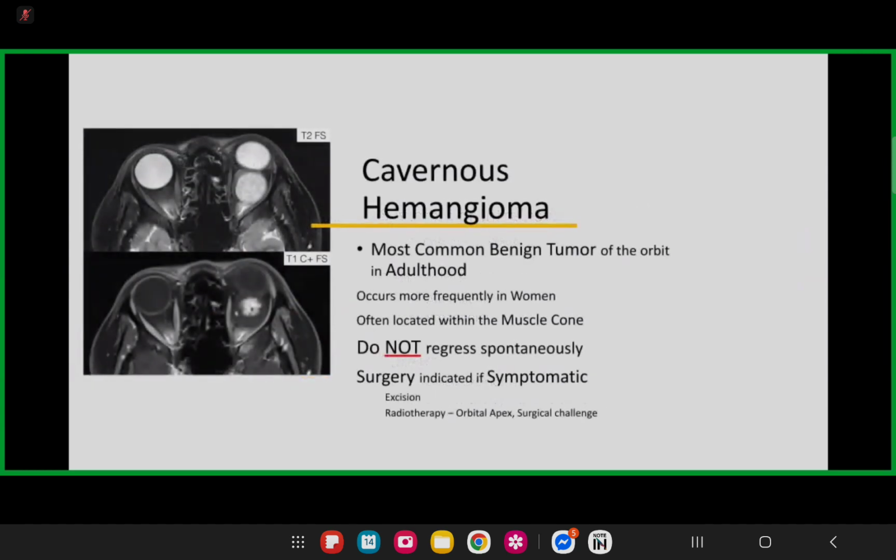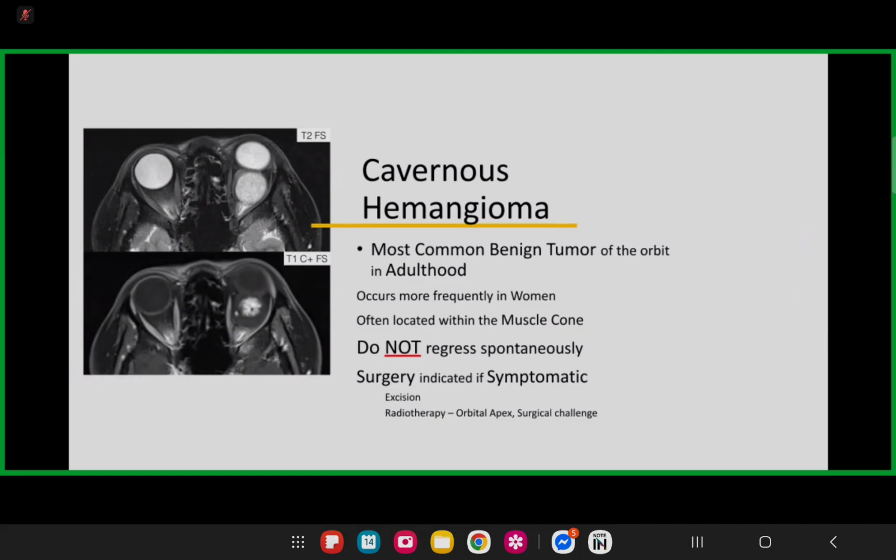Okay, some lesions are not seen with the naked eye, but there will be lesions inside the orbit, and so we need imaging. One of these lesions is cavernous hemangioma. Cavernous hemangioma is the most common benign orbital tumor in adults. This occurs frequently in women as well.